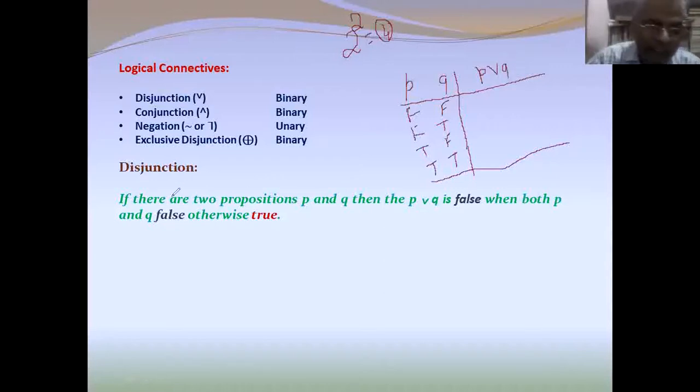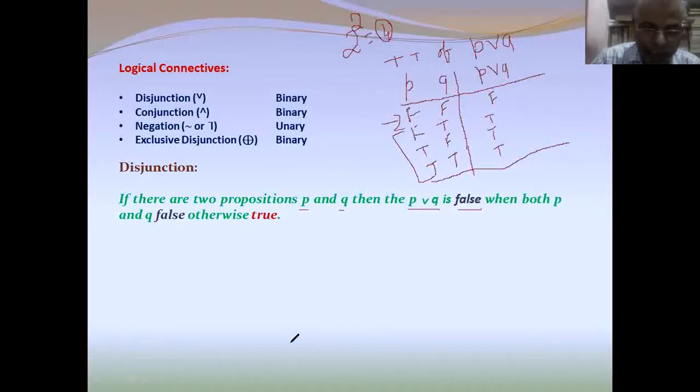And this rule says if there are two propositions P and Q, then P join Q is false when both P and Q are false, as in the first row, so its result will be false. Otherwise, in all other cases it will be true. So its truth value will be F, T, T, T, and this is called the truth table of P join Q, or P disjunction Q.